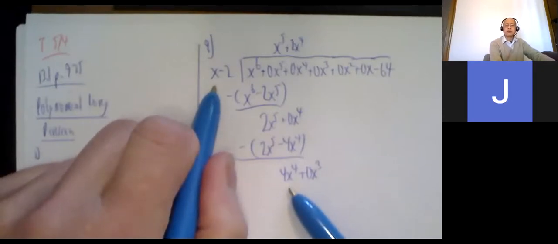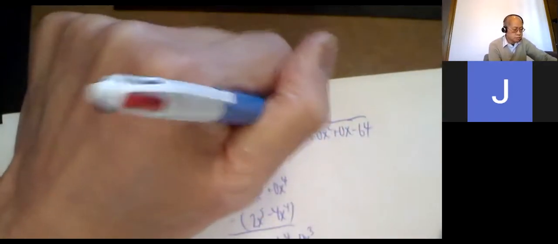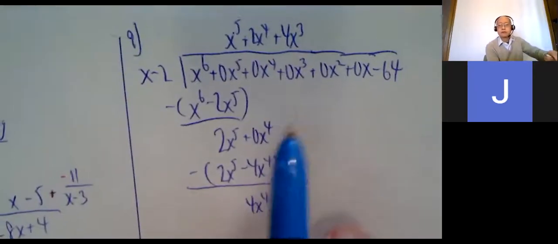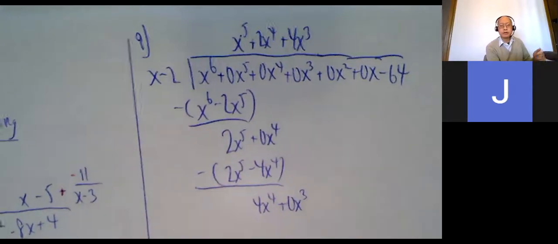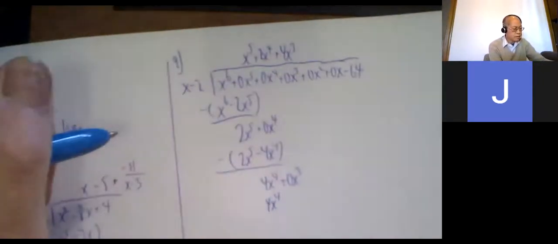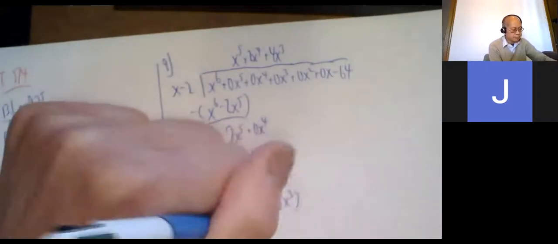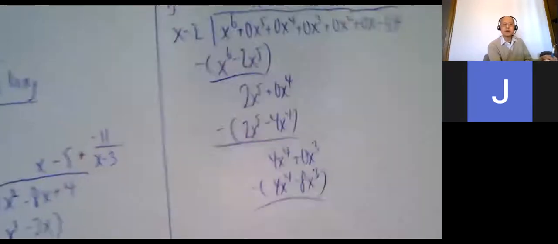First thing here, first thing here. How do you go from x to 4x to the 4th? 4x cubed. Now 4x cubed times this whole thing: 4x to the 4th minus 8x cubed.